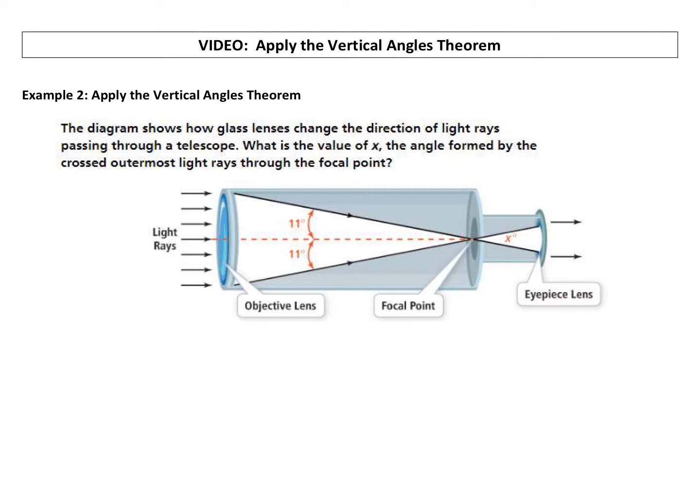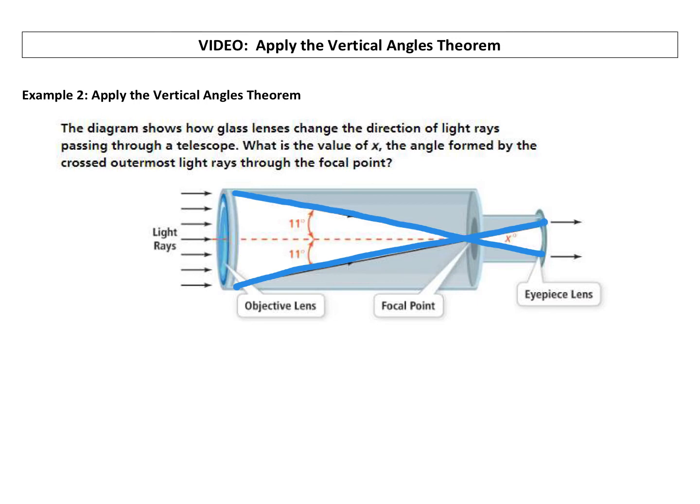If we look at the picture, here's our focal point. Here's angle x over here. We want to figure out the measure of this angle, and we're given some other information. Angle x is being formed by, here are the two sides of that angle. What we want to notice in this picture is that we have a straight line here, a straight line there. So we have intersecting lines.